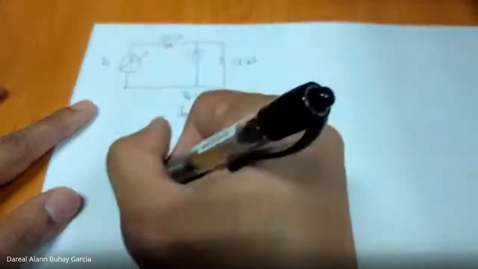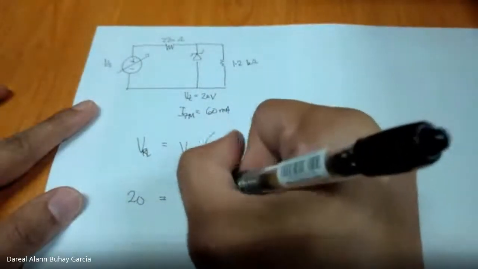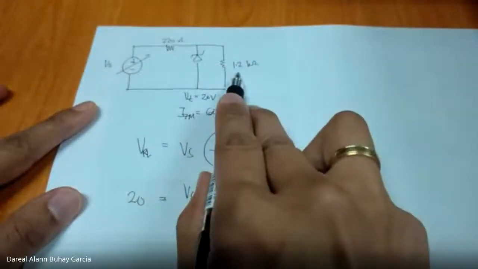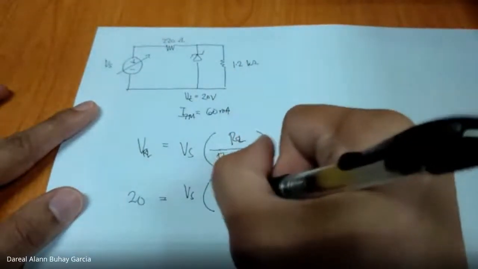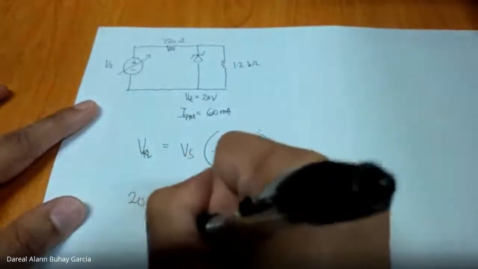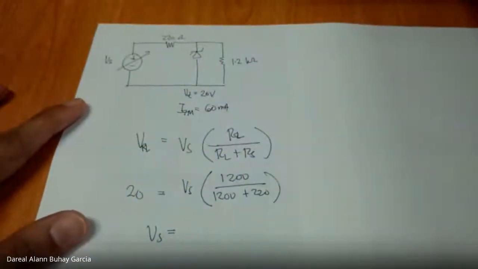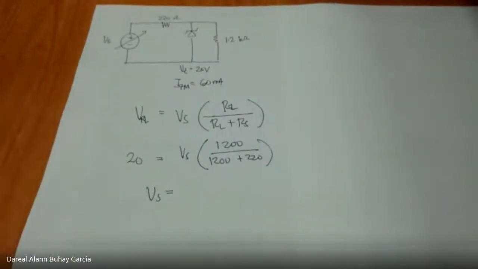Unknown. 1, 2, 220. How much is it? 23.67. Let's check this.